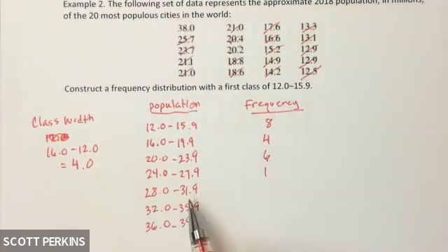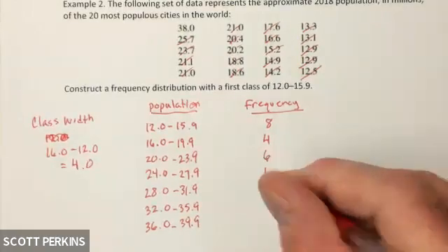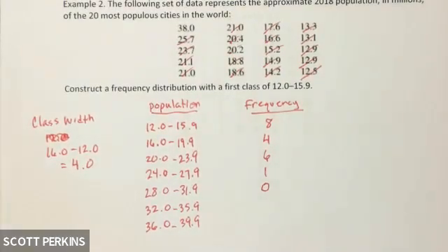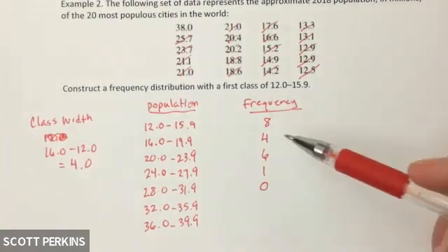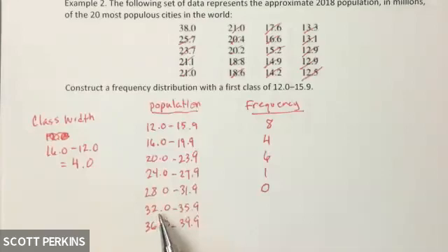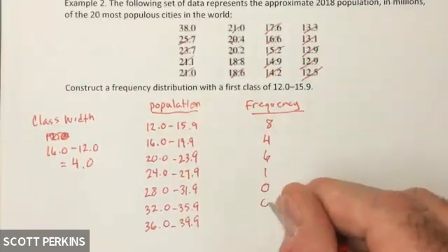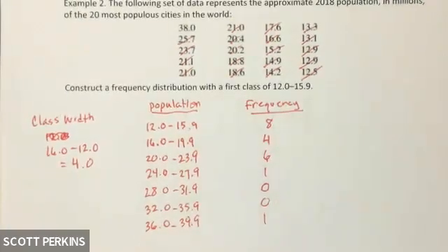From 28 to 31.9, 0. Now we do include those. Okay, so you wouldn't erase that or delete it. That does give you information if you're somebody looking at this. It tells you that everything is front loaded. There's a lot of smaller, quote unquote, cities than really large ones. Okay, 32 to 35, again, there's 0 of those. And then the last value, that 38, is in this last one, so 1.